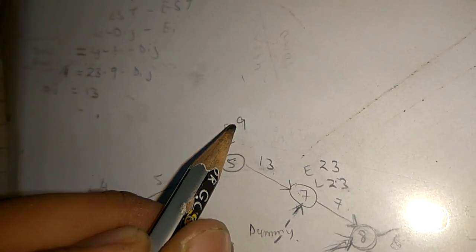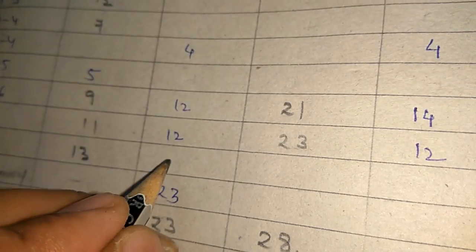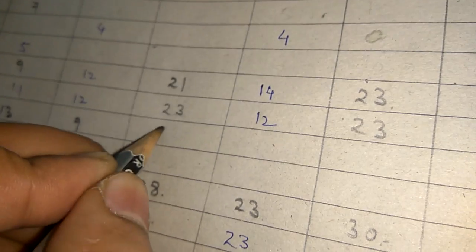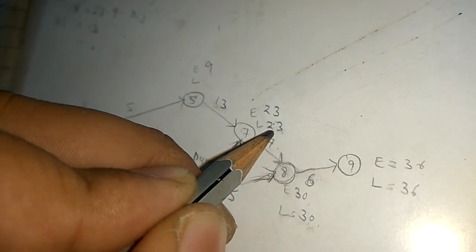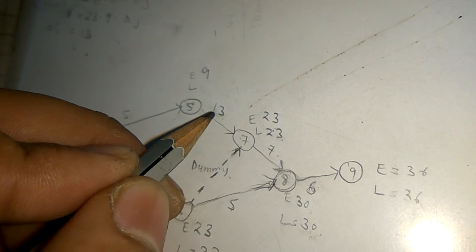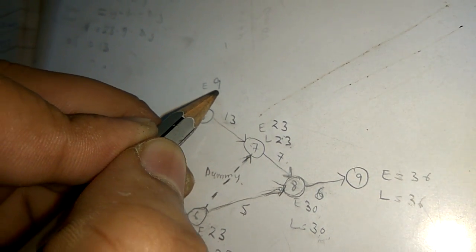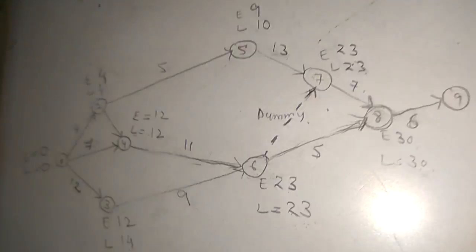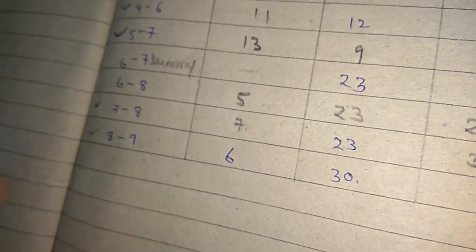And between 5 to 7, Ei is 9. So 13 plus 9, 22. Okay. If this is 23 and duration is 13, what will be the value of Li? Li will be 10. So Li will be 10 and Lj is 23. So 5 and 7 is done.